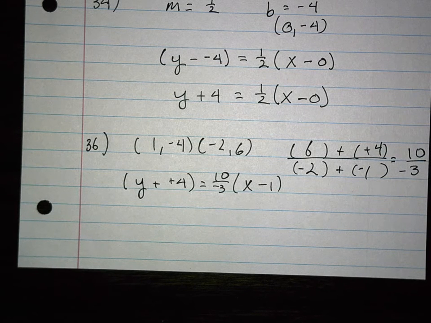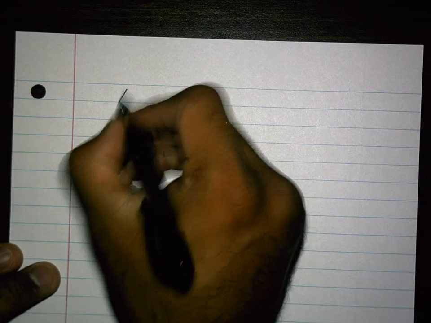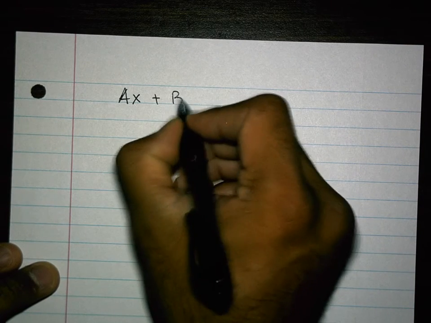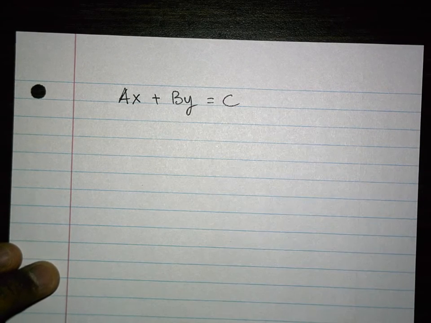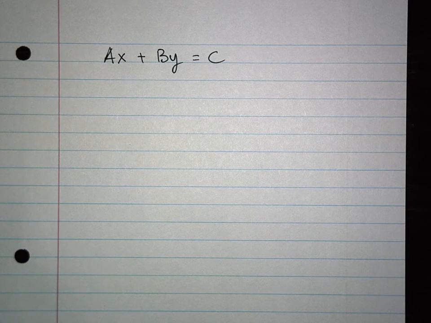The next one is the one that a lot of people miss on the test. Question 38. And it says write in the standard form. The standard form is ax plus by equals c, right? And so how this works is, what we have to do is get equations into that.